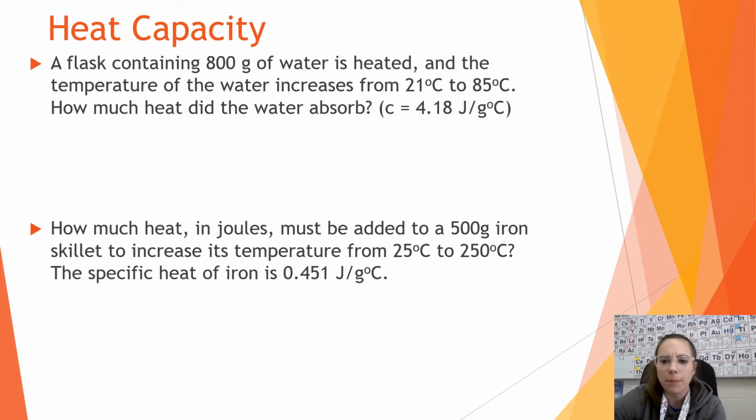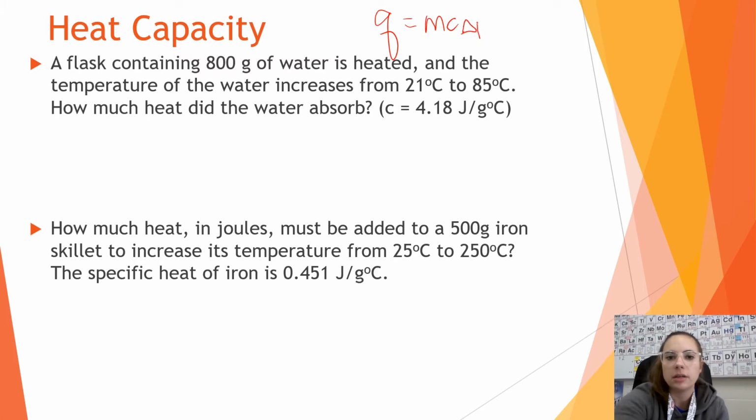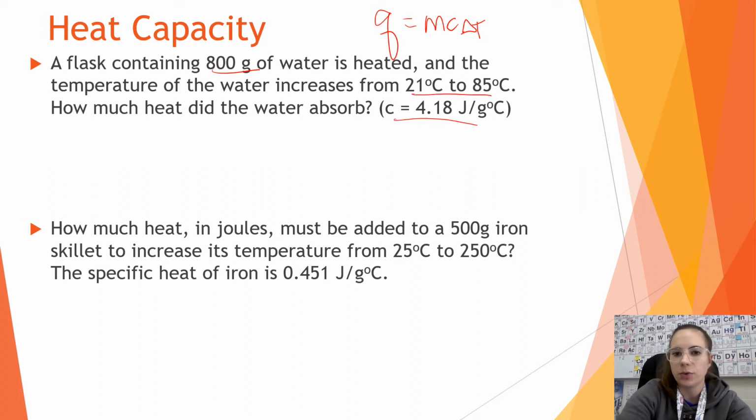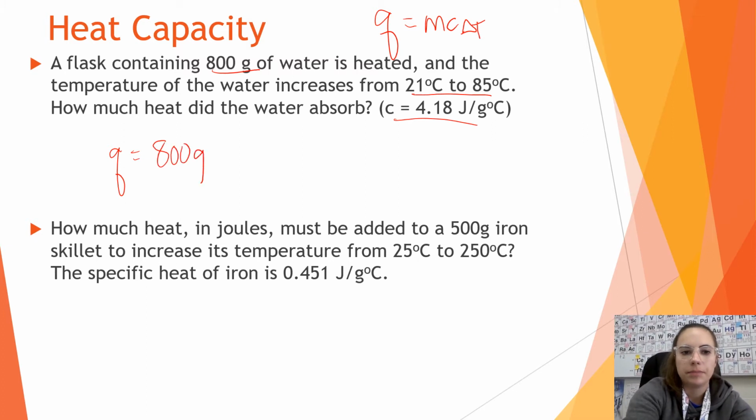So I'm going to do a couple of practice problems with this calorimetry. If you want to pause and try it yourself, go for it. If you want to watch the first one and then pause and try the second one. For both of them, we're going to be using this Q equals mc delta T. And so we look at these problems. It says a flask containing 800 grams of water is heated. The temperature goes from 21 to 85, and the specific heat is 4.18 for water. So we're solving for heat here. I'm going to plug in my mass. I'm going to plug in my specific heat.